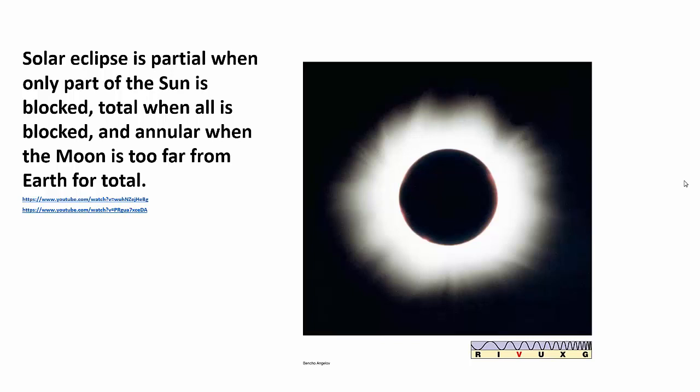And annular means that the moon is too far from the earth for a total. So the moon's actually a little bit further away from the earth than normal, and the shadow is a little bit short. And so you get to see an annular.